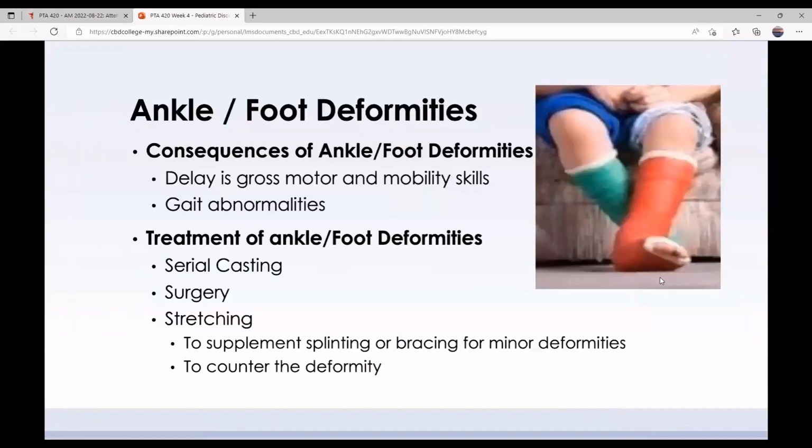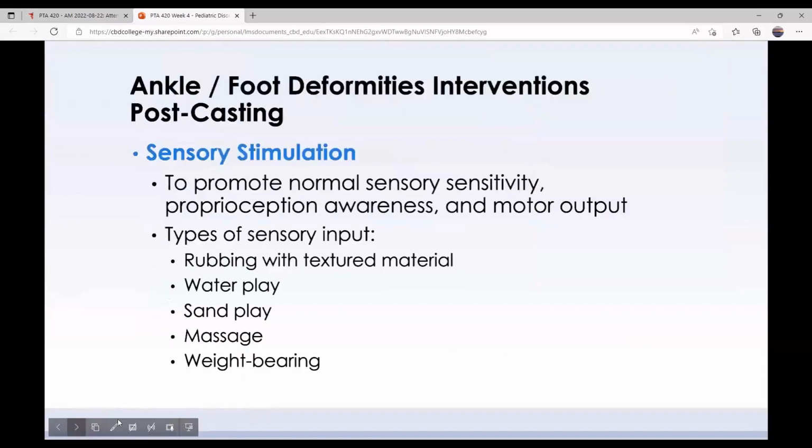So they'll be in the stretched position for maybe a week. They'll take it off and then they'll stretch them again, and then they'll put them in another serial cast so they can gradually get this prolonged stretch to help with the deformity. So serial casting is an intervention to help with foot deformities, and it's for stretching. Stretching can obviously be another intervention, and if they just have surgery.